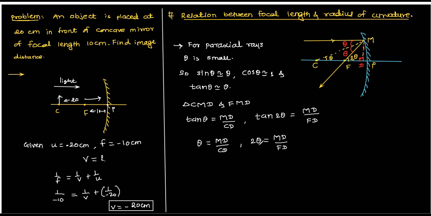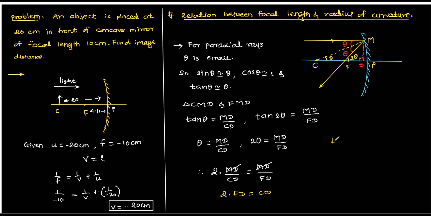Now this theta value I can substitute here. So 2 into MD by CD is equal to MD by FD. Then this MD and this MD will get cancelled, and on cross multiplication, what you get is 2 into FD is equal to CD.